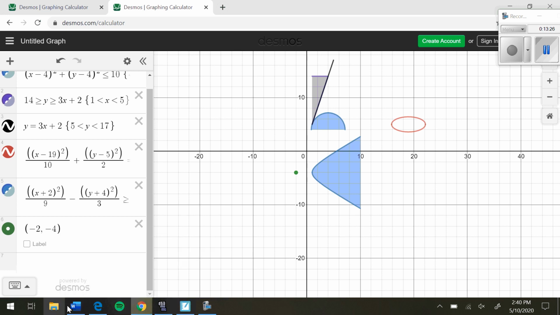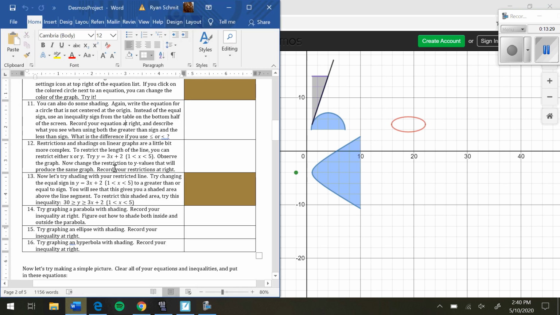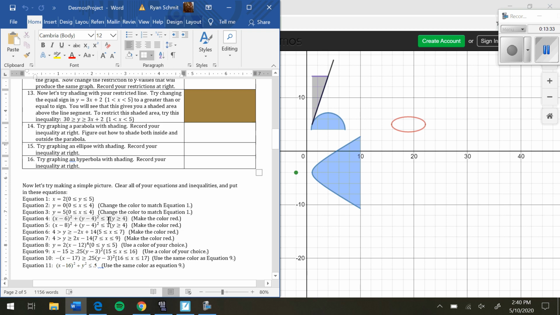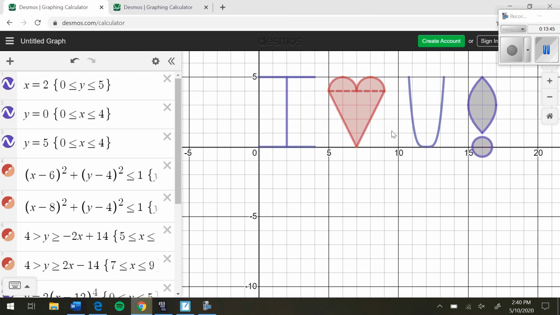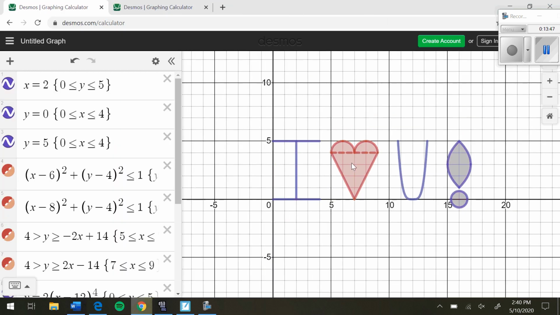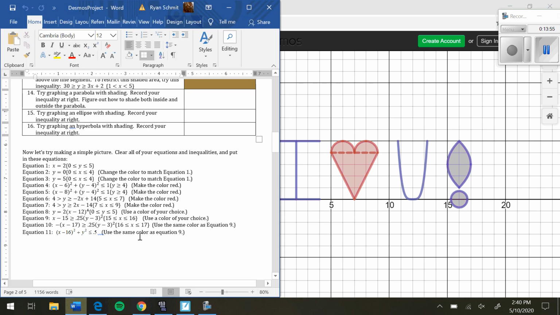All right, let me real quick walk you through a couple pieces. So we've got an ellipse, we've got a hyperbola, we did shading. All right, then this last thing is making a picture, and I've done it for you because realistically I don't need you to do all the work here. But if you were to go into Desmos, type in all of these equations, you would see this cute little graph. It says I love you and I miss you. So hopefully that's a good little surprise for you.